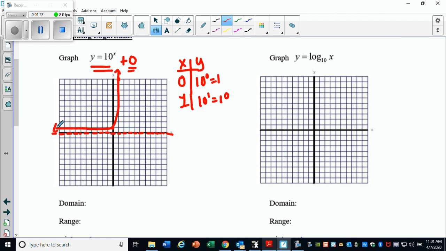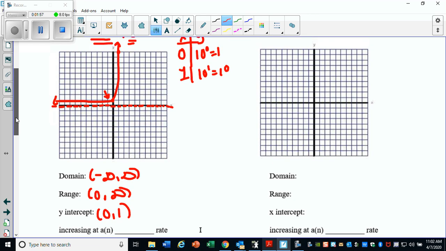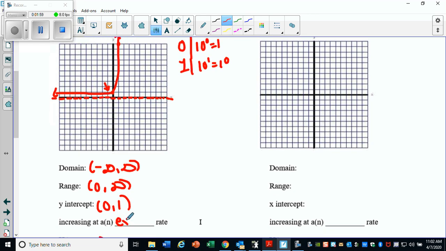All right, so let's just take a second and draw this graph and answer the questions about it before we move on to graphing logarithmic functions. Okay, so we know the domain of all exponential functions is going to be negative infinity to infinity. The range in this case is above your horizontal asymptote. So since it's above it, the lowest point is 0. So 0 to infinity. All right, and then what's our y-intercept? Well, we already graphed that right here. There's our y-intercept, (0, 1). Okay, and since this is an exponential function, it's actually increasing at an exponential rate, which kind of makes sense, right?